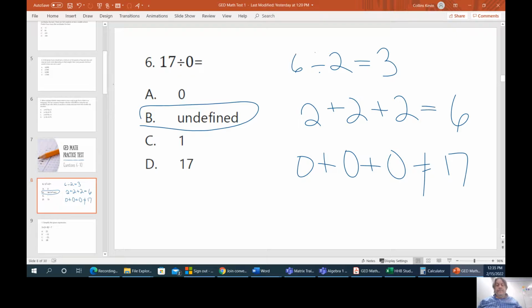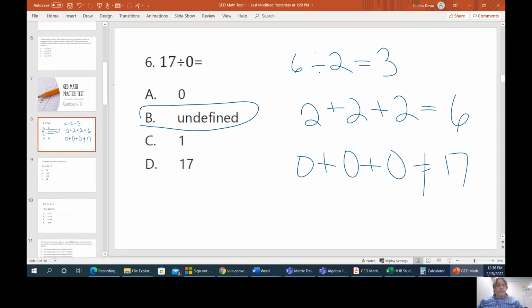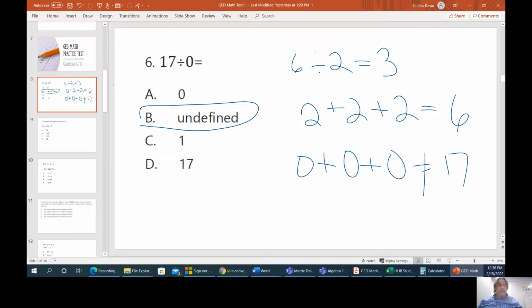That's not happening. You can add zeros from now to the end of time. You're never getting to 17. Okay, that's the thing that nobody ever seems to explain to you. And quite frankly, no teacher has ever told me that. That was just something at some point I just kind of realized myself. So moving on.